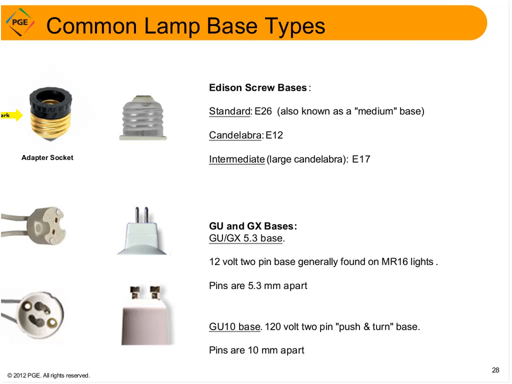MR16s are typically low voltage, and they usually come with pin bases that are 5.3 millimeters apart. PAR16s and PAR20s will often have a push and turn base called a GU10, and they operate at 120 volts AC. So this illustrates, again, you need to know what kind of lamp you're replacing so that you can get the correct LED replacement.